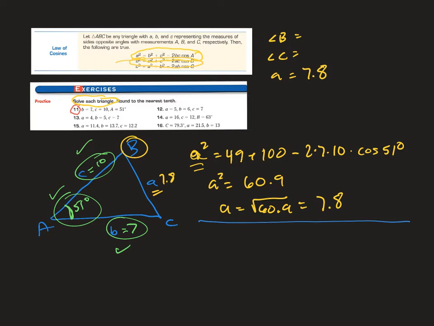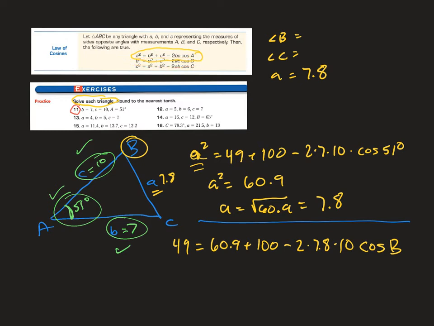Okay, so b squared, we've already done that, that's 49, equals a squared, which is 60.9, plus c squared, which is 100, minus 2 times 7.8, which is A, times 10, which is C, times the cosine of angle B.